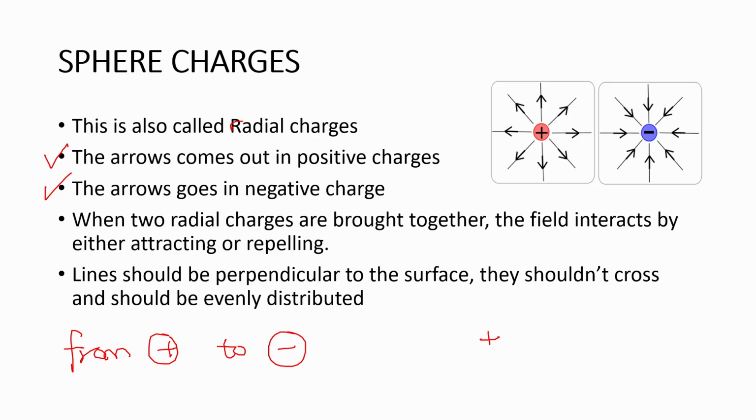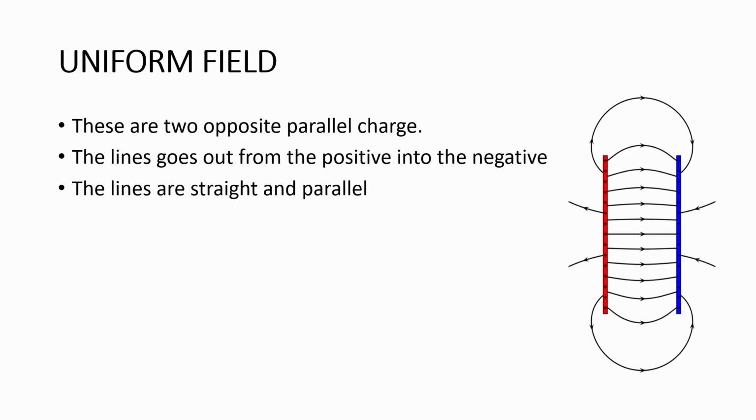So if I had 2 point charges close to each other, then I would show the field lines going from plus to minus. So that's why they appear to come out of the plus and into the negative. And yes, absolutely. Yeah, uniform field, agree with all of that.